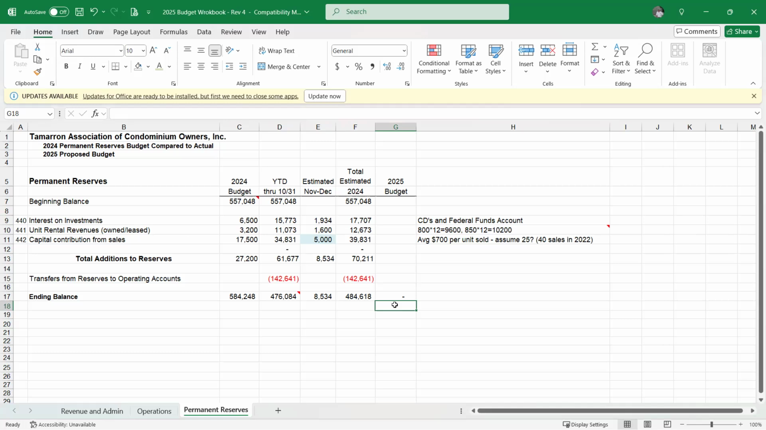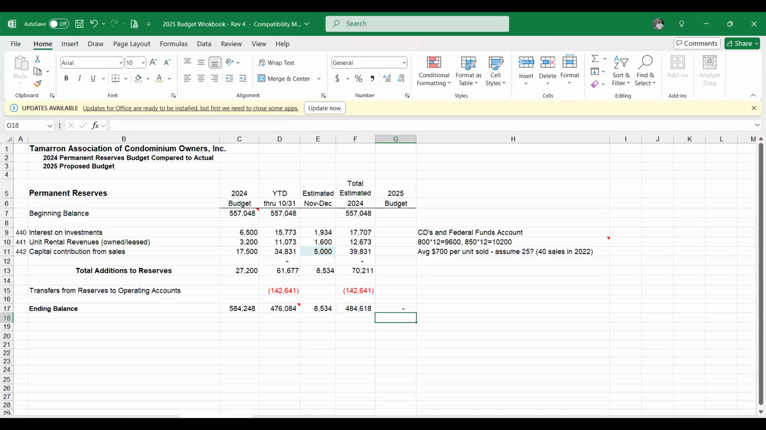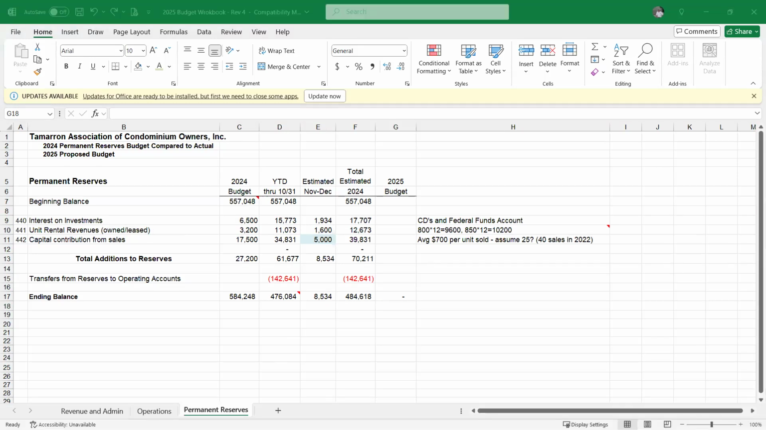Now, how come we're averaging 700 per unit sold on capital contribution from sale? That's an old number. Well, we only had how many units sold this year? 22 or 23, Joe. Yeah, I've actually got 24.